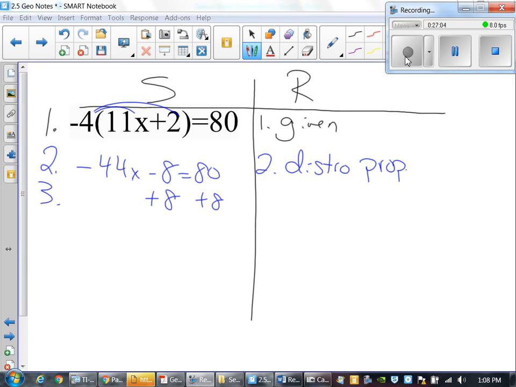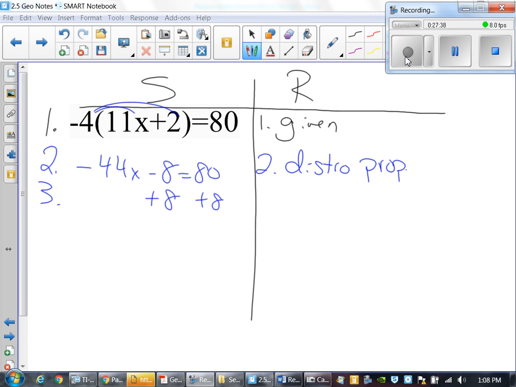Yes, ma'am? Between 1 and 2, could we do it where you put the distributive property? I'd simplify it before that. Did you write something different, like -4 times 11? Let me just see. Distributive property is a little weird. That's fine. I have no problem with that. Absolutely not at all. That's perfectly fine.